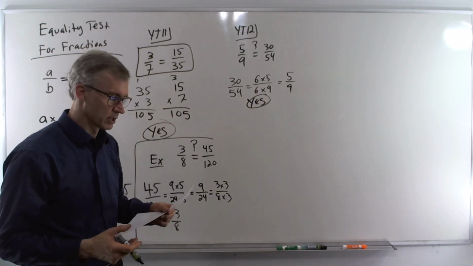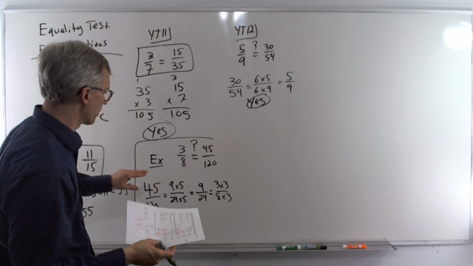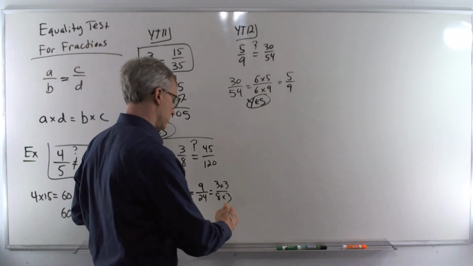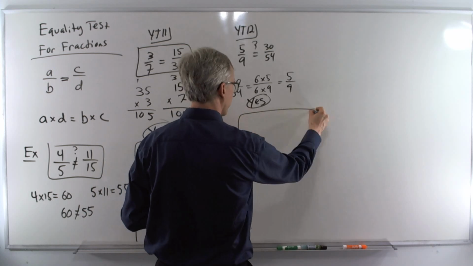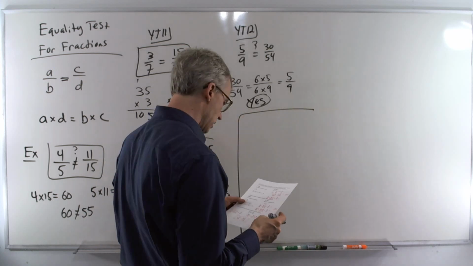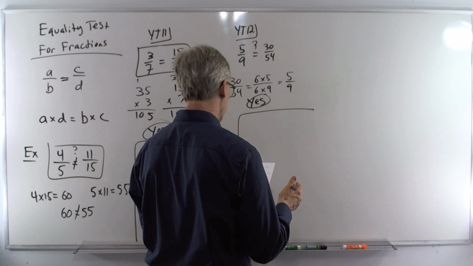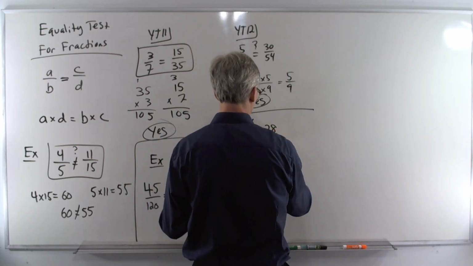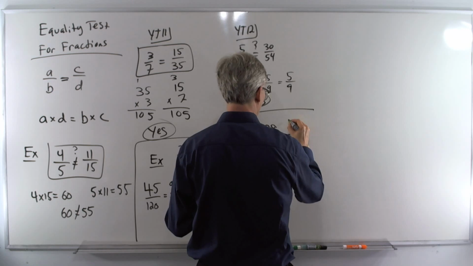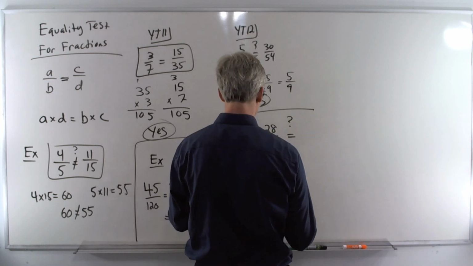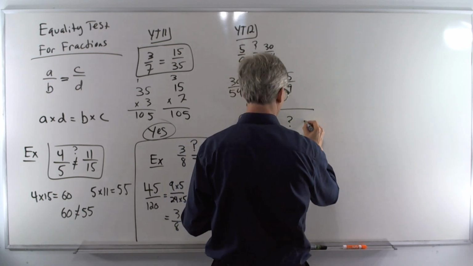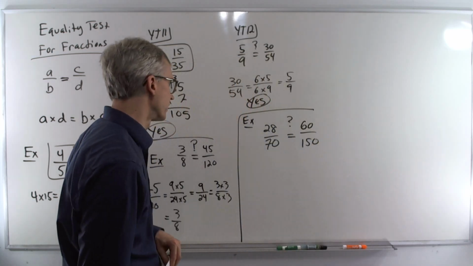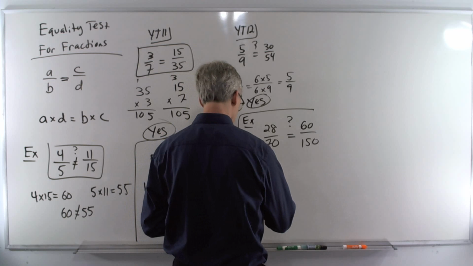Now sometimes, notice in these cases, one of the fractions simplified to equal the other one. That won't always happen. Sometimes you'll have to simplify both of the fractions. So we're going to do 28 over 70 and 60 over 150. So simplifying these, we're going to do 28 over 70 first.